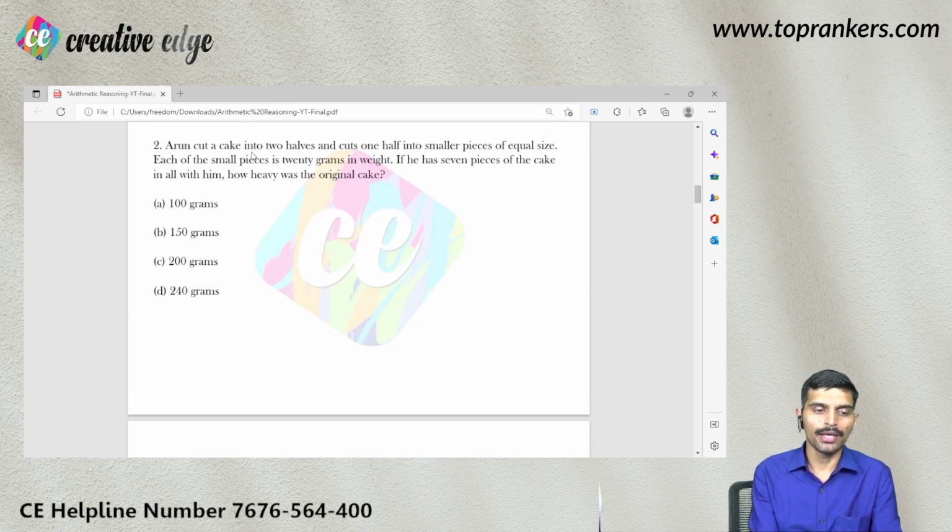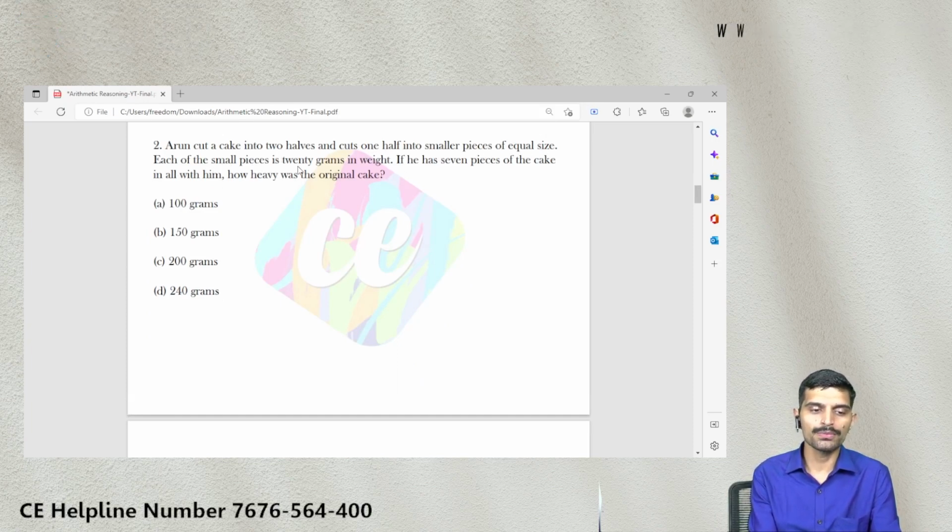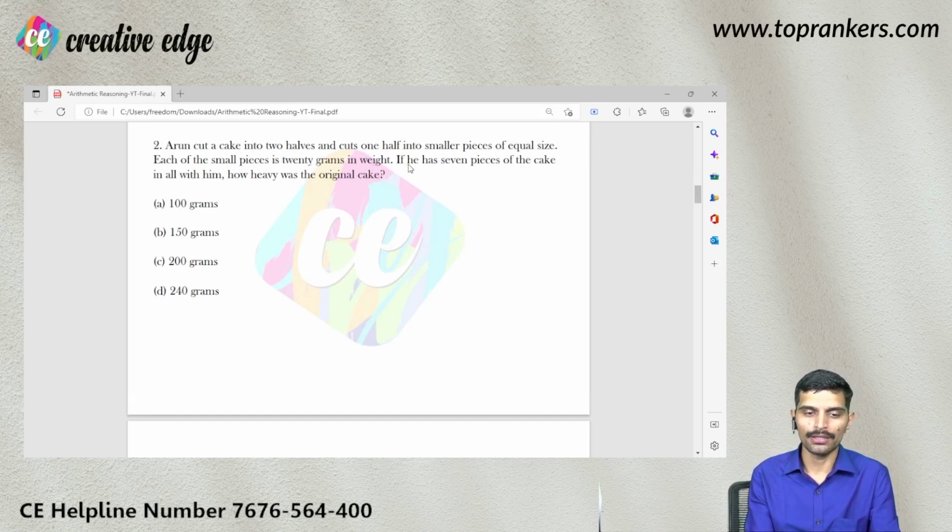Aaron cut a cake into two halves, cuts one half into smaller pieces of equal size. Each of small pieces is 20 grams in weight. If he has 7 pieces of the cake in all with him, how heavy was the original cake?